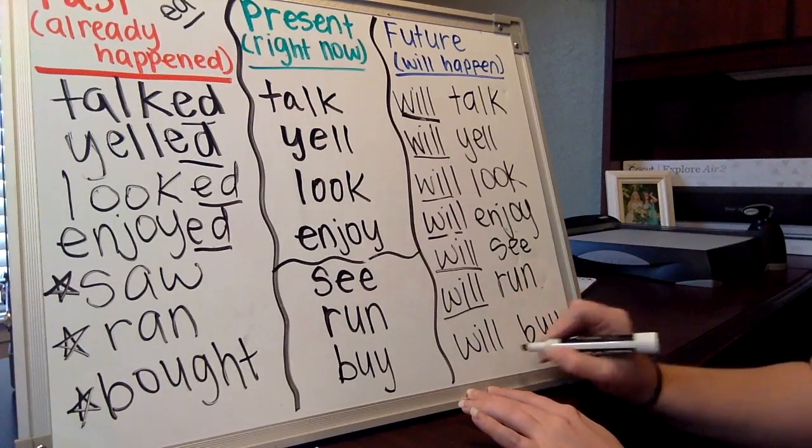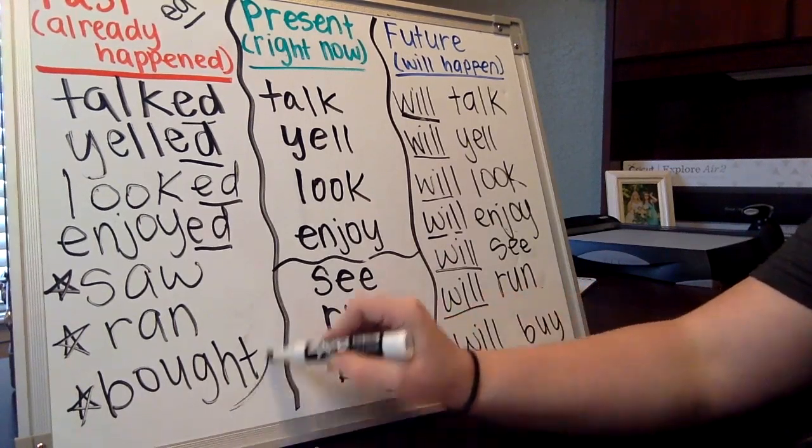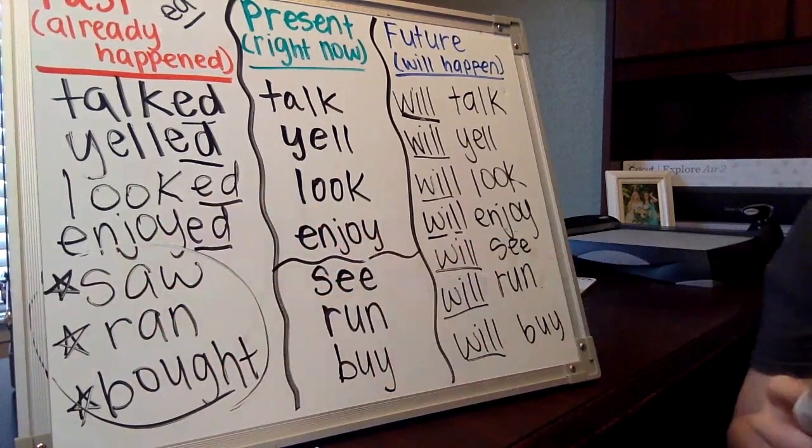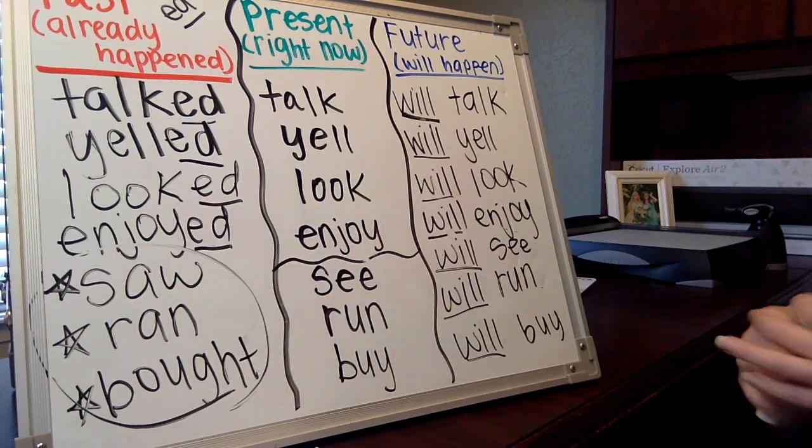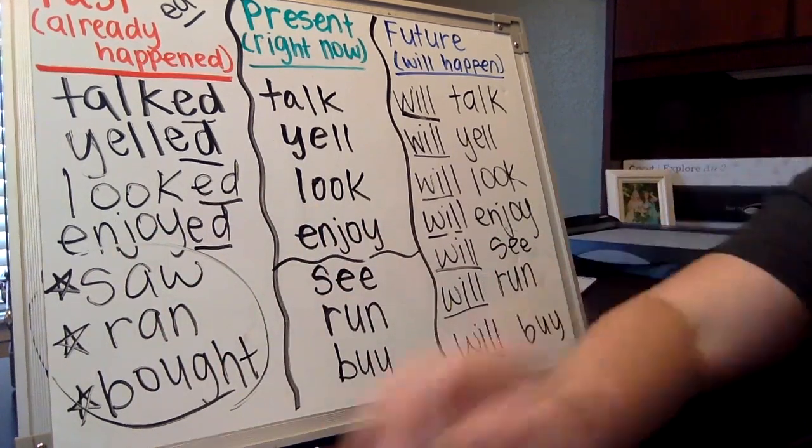It continues to follow the rules here, but some of our words are not going to follow the rules in the past tense. They are irregular, which means that they do not follow the rules.